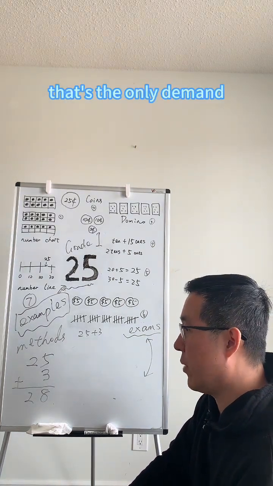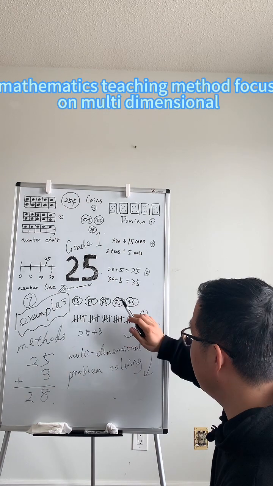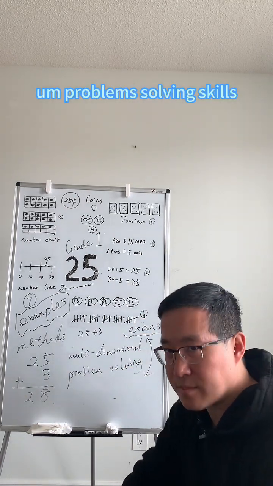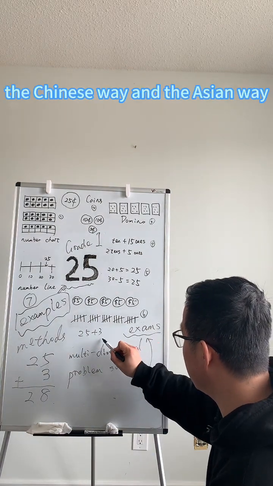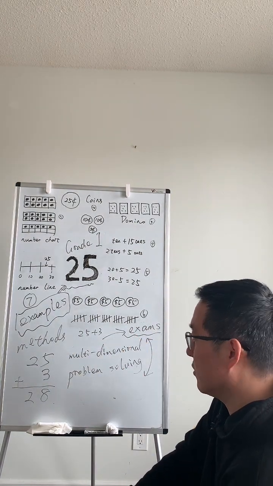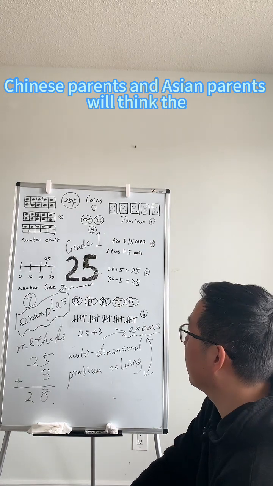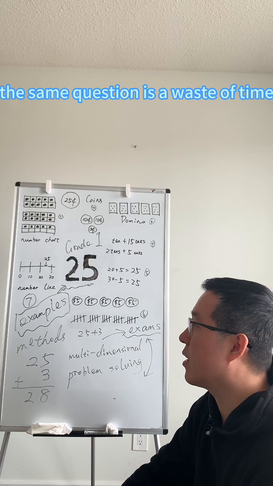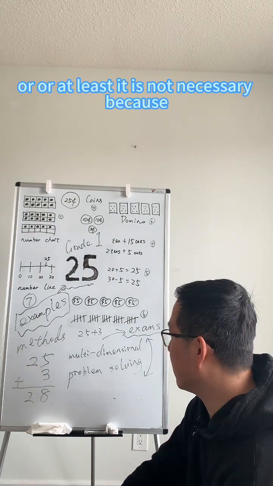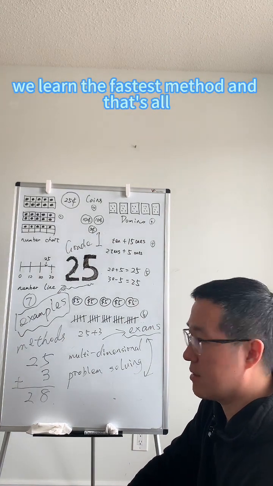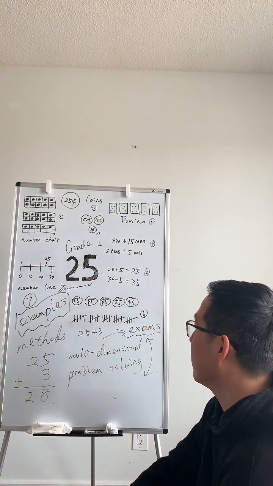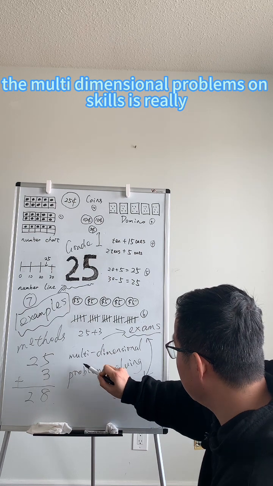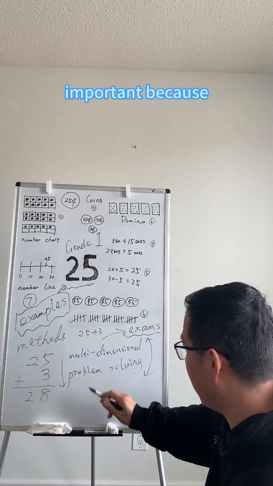That's the only demand. So the Canadian mathematics teaching method focuses on multi-dimensional problem-solving skills, which is very different from the Chinese way and the Asian way. Chinese parents and Asian parents will think that various methods to solve the same question is a waste of time, or at least it is not necessary, because we learn the fastest method, and that's all. That's all our goal.